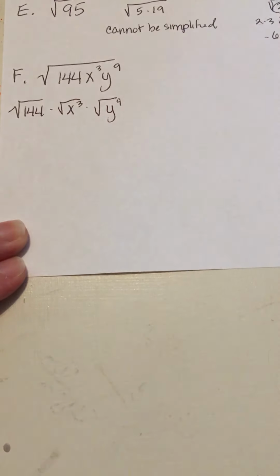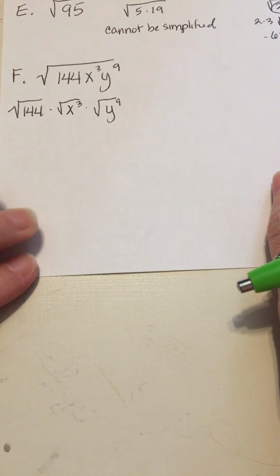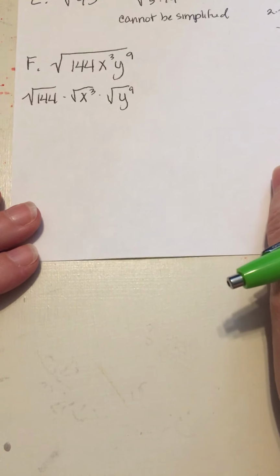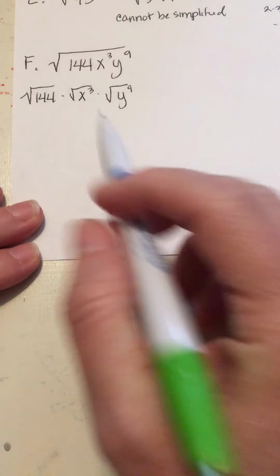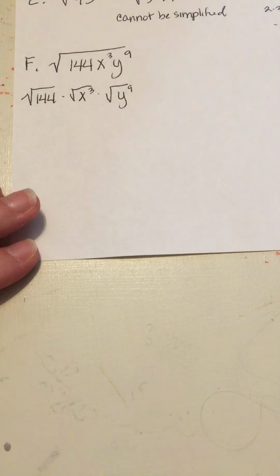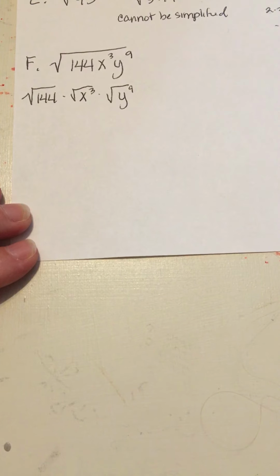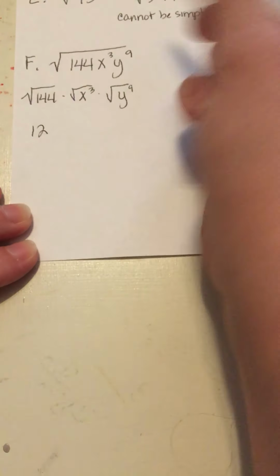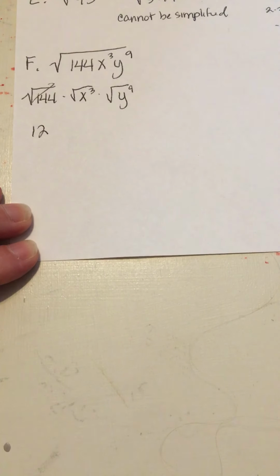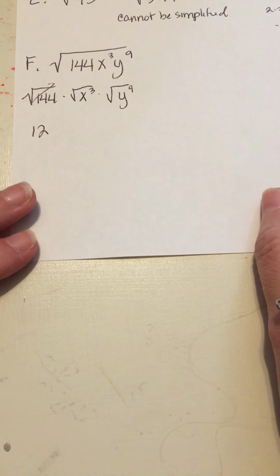Again, I can just take the square root of each one of those separately and see what I can simplify. Well, thankfully, there is a perfect square of 144. You can put that in your calculator, and you'll get 12. 12 times 12 is 144. So this becomes just regular 12. I've got that. Okay, so then this is where it gets a little tricky, and I'll show you the other way to do it too.